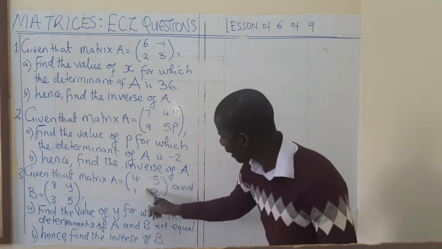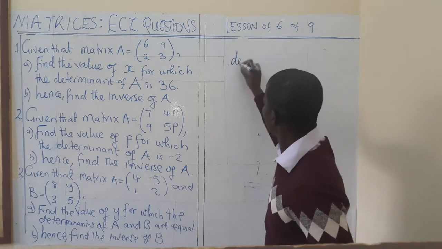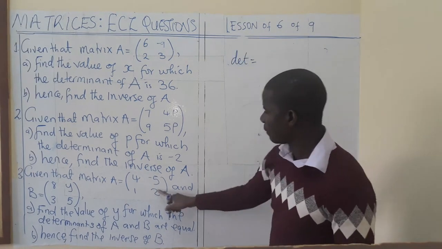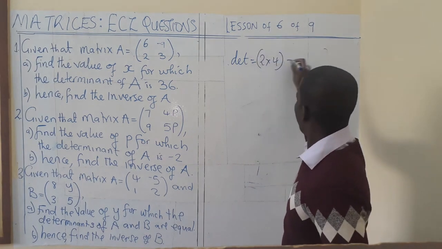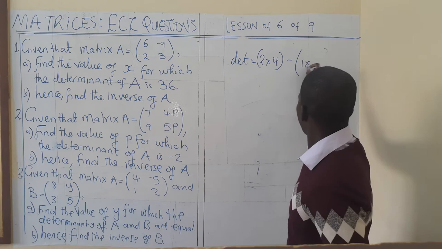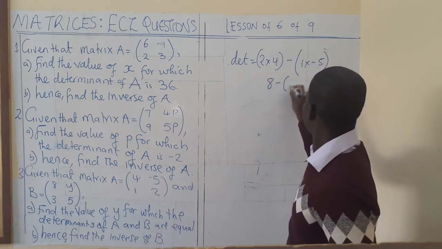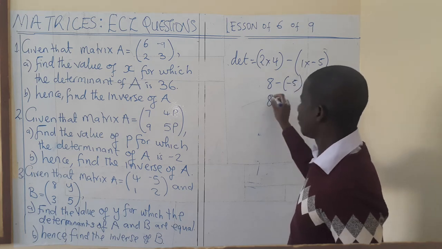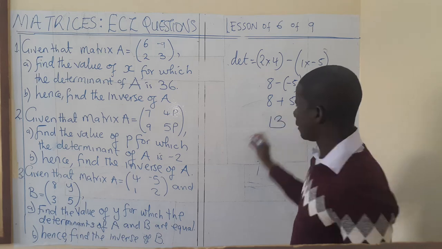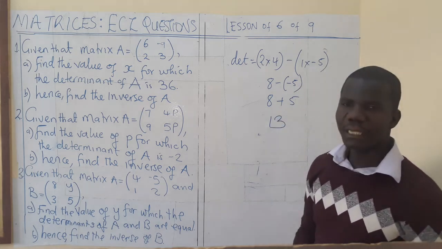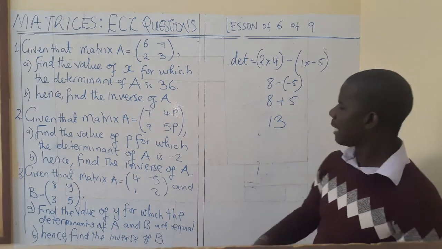So we can find the determinant of this matrix. The determinant of this matrix is 2 multiplied by 4 minus 1 multiplied by negative 5. This is going to give us 8 minus negative 5, which gives us 8 plus 5. What do we get? 13. This is what we are going to get as the determinant of A.